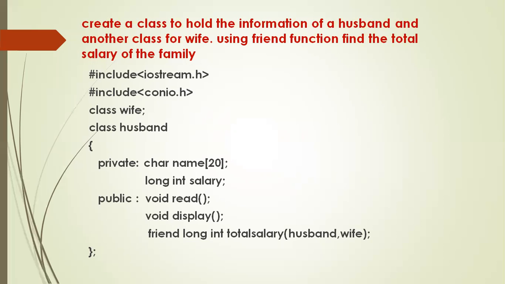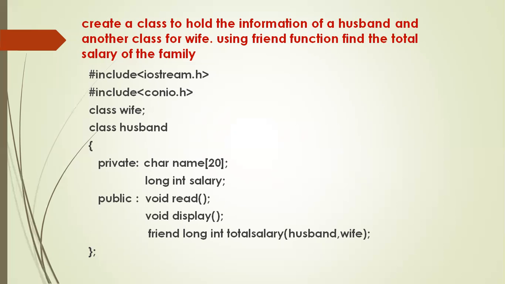But for the last function, what do I want to find? The salary of the husband plus the salary of the wife. The husband salary is long integer type, and the salary of the wife is also long integer type. When you add them together, it is long integer only. So the return type is long int. The function name, in this example, I've given as total salary. Since we are using two different classes, the friend function has to access the salary from the husband class and also the salary from the wife class. So it has to access the data of two different classes, which means we have to pass two parameters: one is husband, the other one is wife.